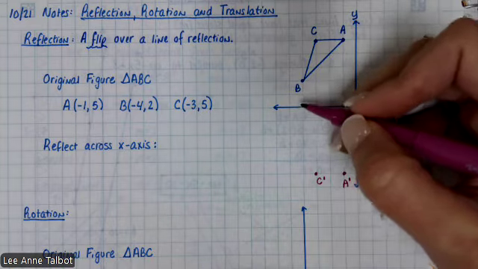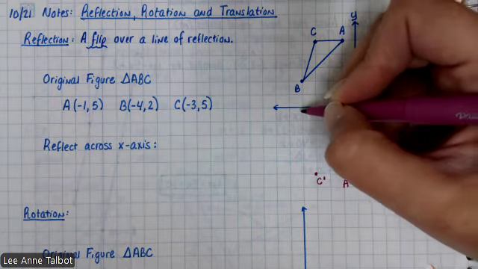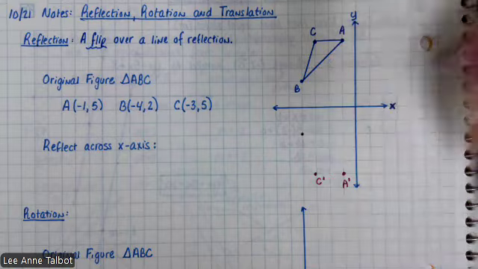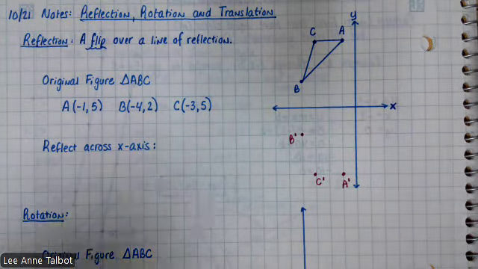And then B is 1, 2 dots away from the line of reflection. So I go 1, 2 dots on the other side. And this becomes B prime.